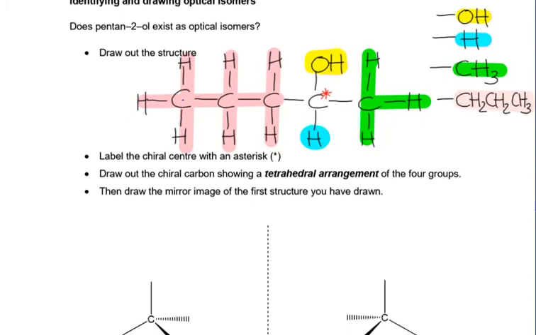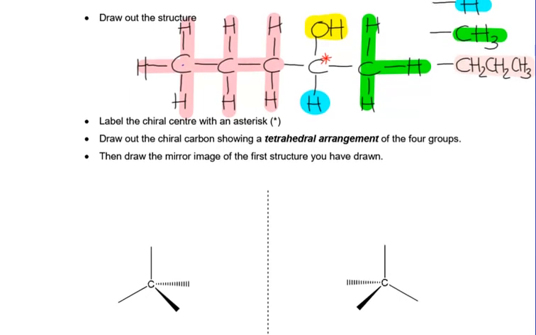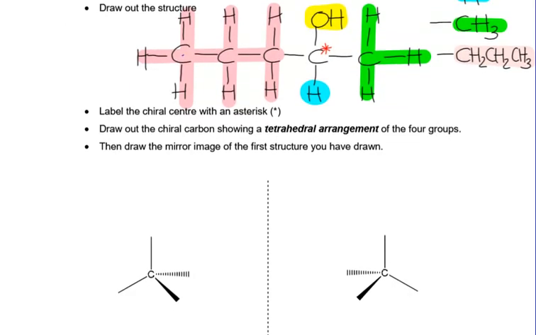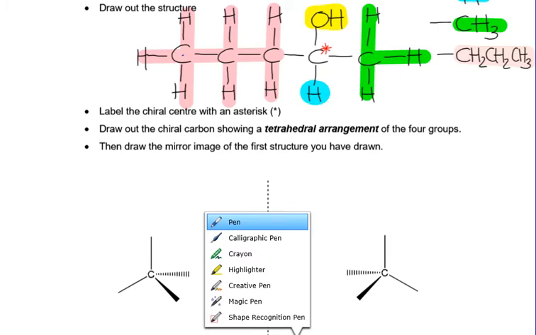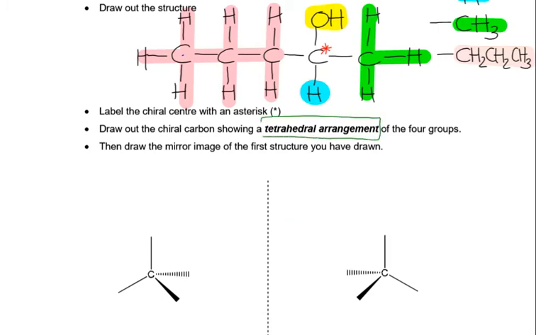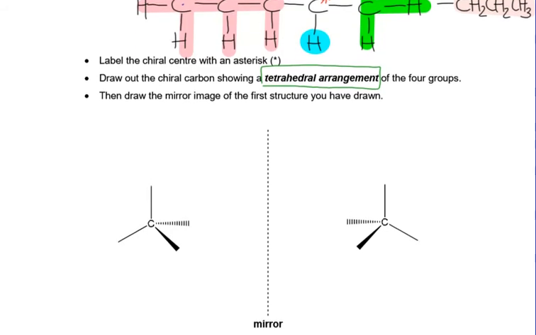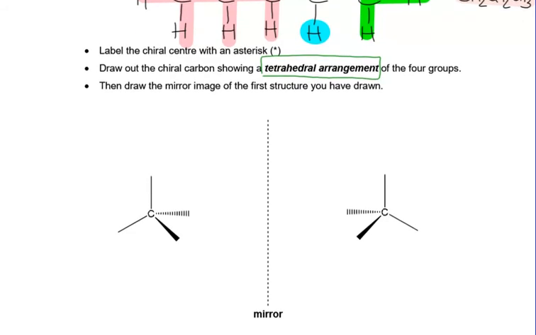Now, in order to show non-superimposable mirror images, you have to show the tetrahedral arrangement. You can't do it without showing the tetrahedral arrangement. So you need to practice drawing your tetrahedral shape. If you look at the page, we've drawn out 2 tetrahedral shapes for you.